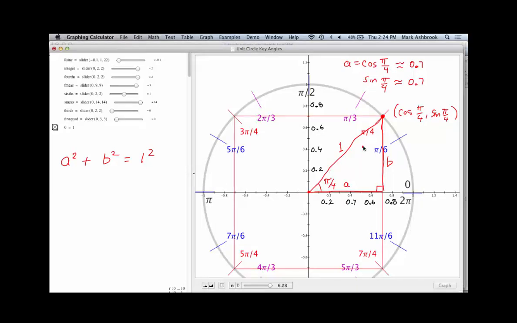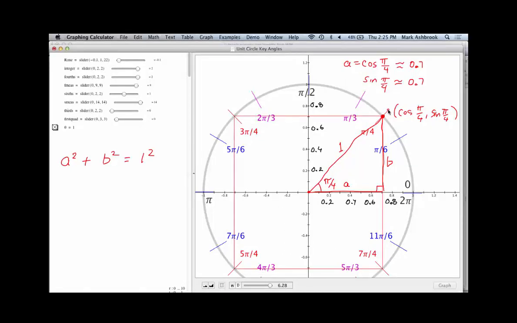Nina, what were you going to say? I was going to say that cosine of pi over 4 and sine of pi over 4 are the same. And how do we know that? Or why do we suspect that? Well, they're at the same distance from the y value and x value. Okay, so yeah, it seemed like we approximated them to be the same. And what's special about pi over 4?